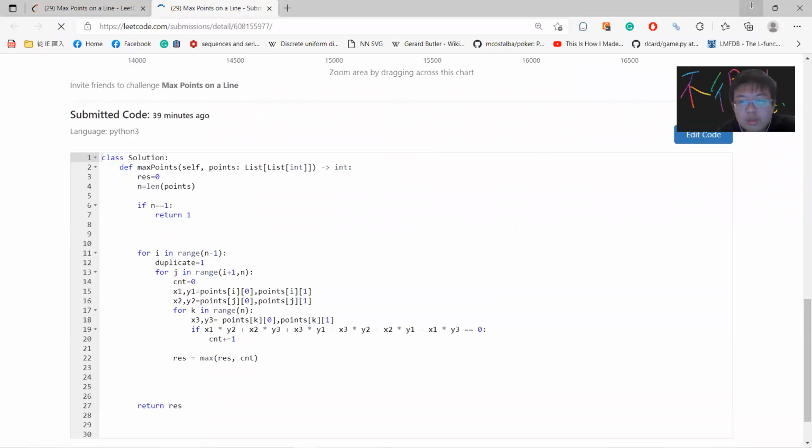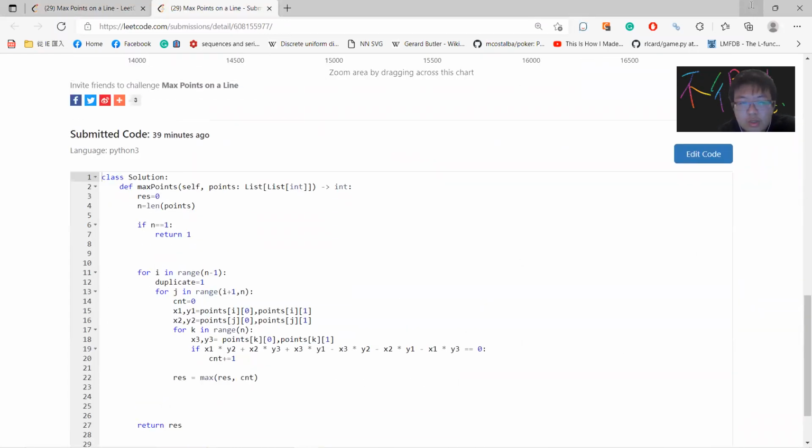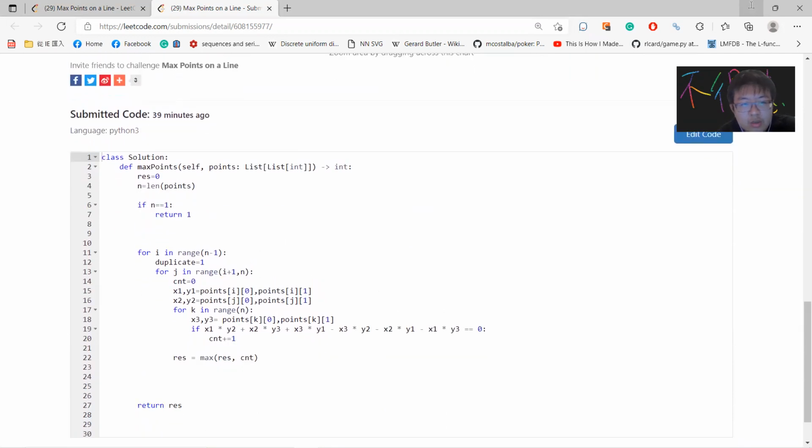So the result is 0, the answer is the number of points, and if n is 1, return 1. Else, you can forget about duplicates. You just go through i from 0 to n minus 1 and j from i plus 1 to n, and you take any 2 points, x1, y1 and x2, y2, with count 0. Then for the rest of the points, you take the third point x3, y3 and compute the determinant, we just expand it. If it's 0, that means it's on the line through p1 and p2, so count plus 1 and update the maximum.